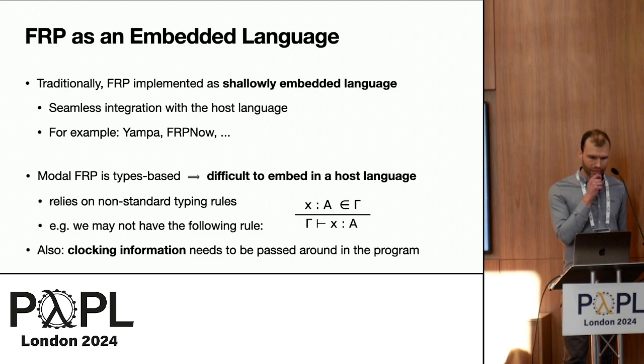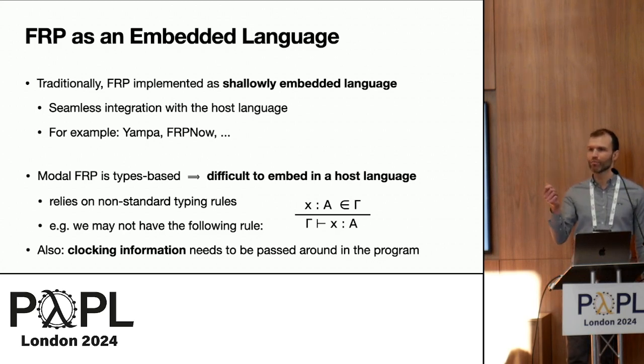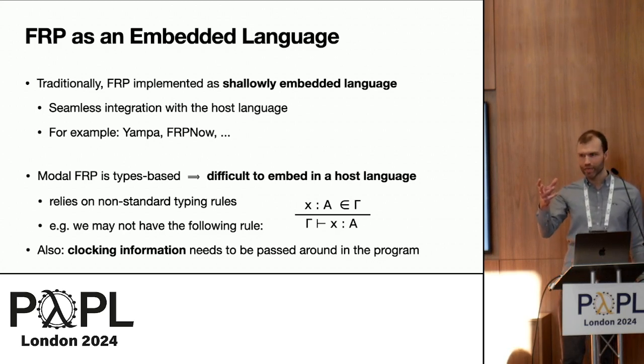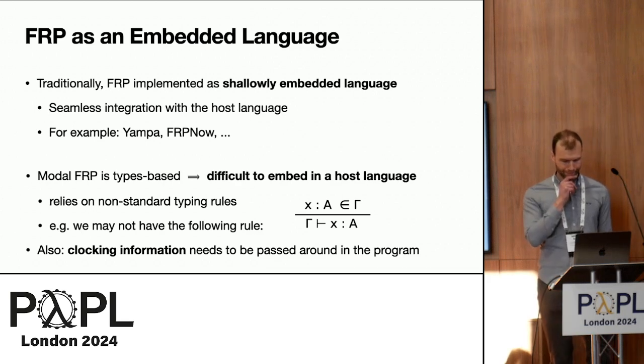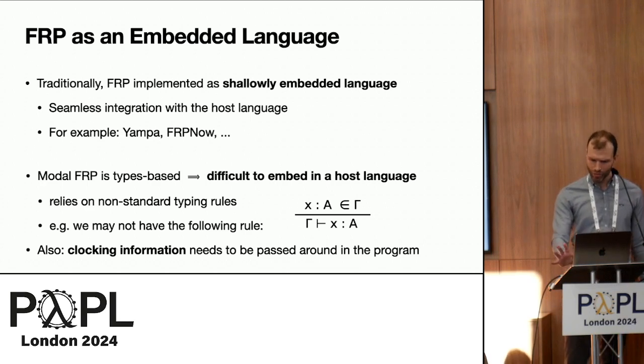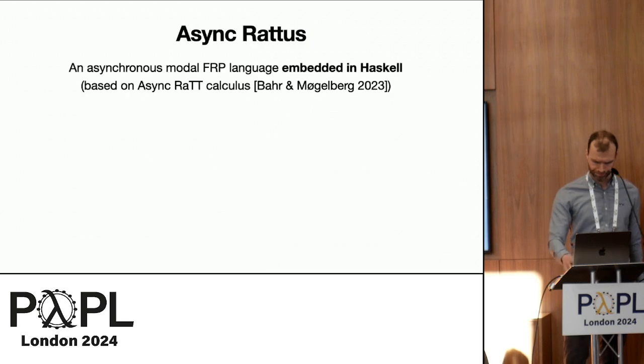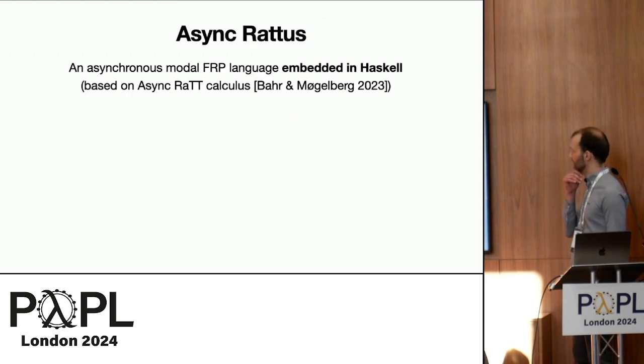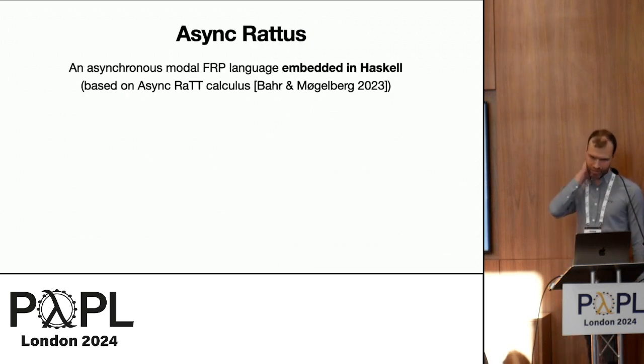Another issue is all this clocking information that I told you about. When we delay a computation, we have to say according to which clock we want to delay. Now, in the example I showed you, the programmer has to do this explicitly, which is a bit tedious. So we don't want the programmer to actually do this in practice, so we need to find a way to avoid it. That's what we did in this implementation of a language that we call Async Rattus.